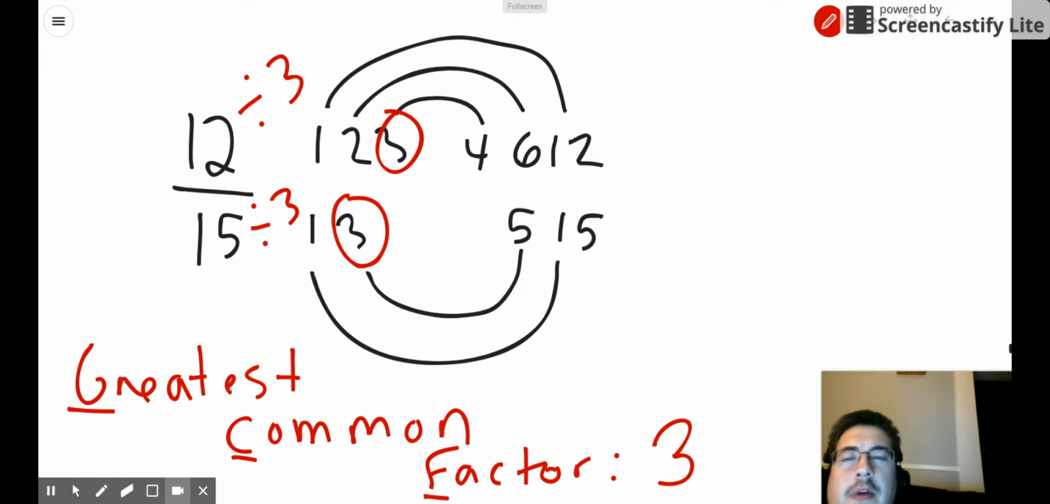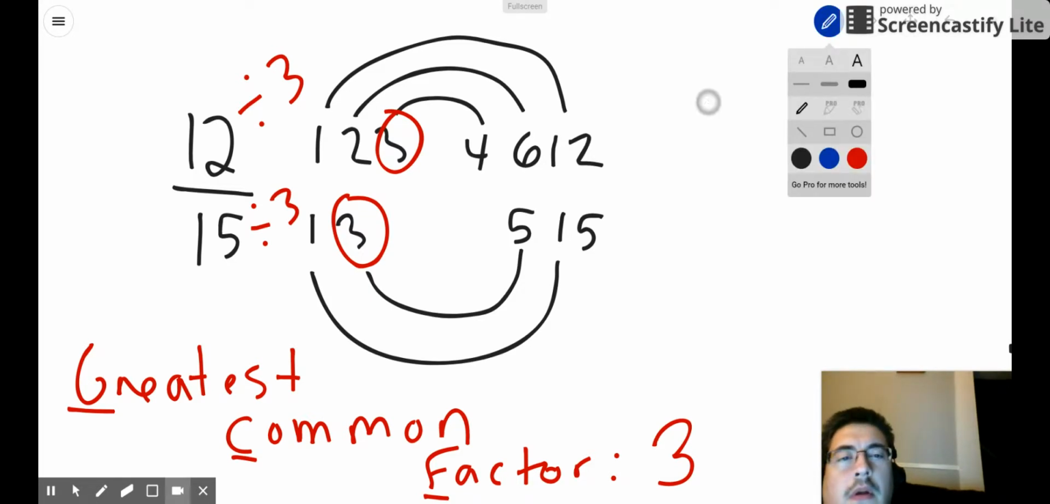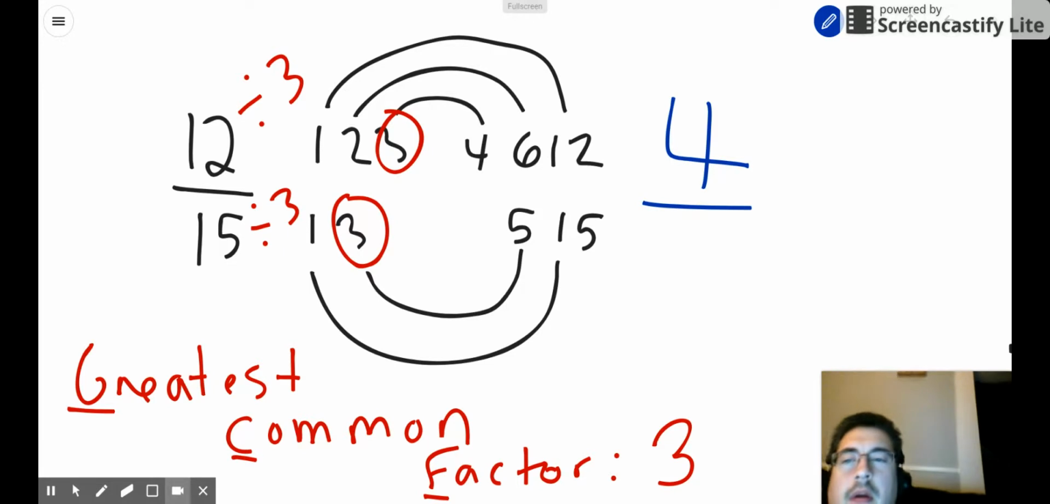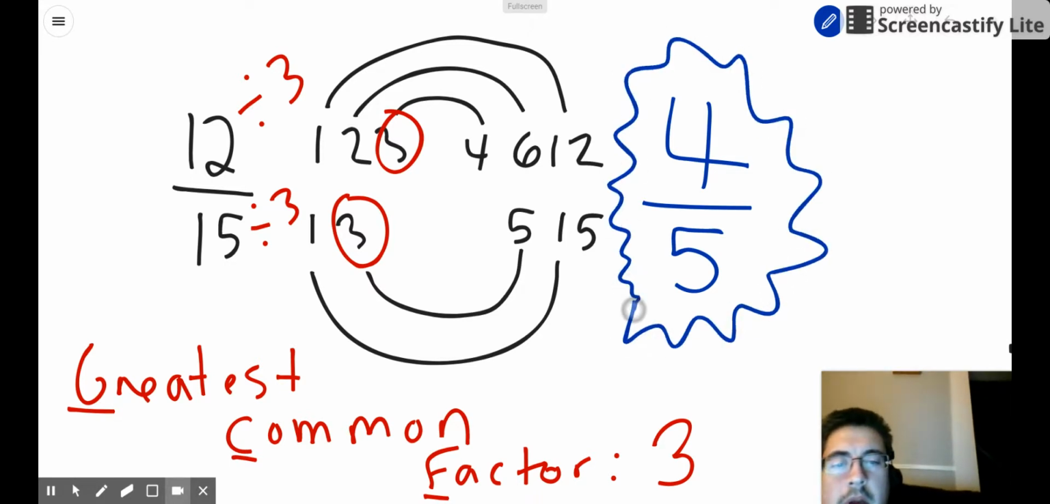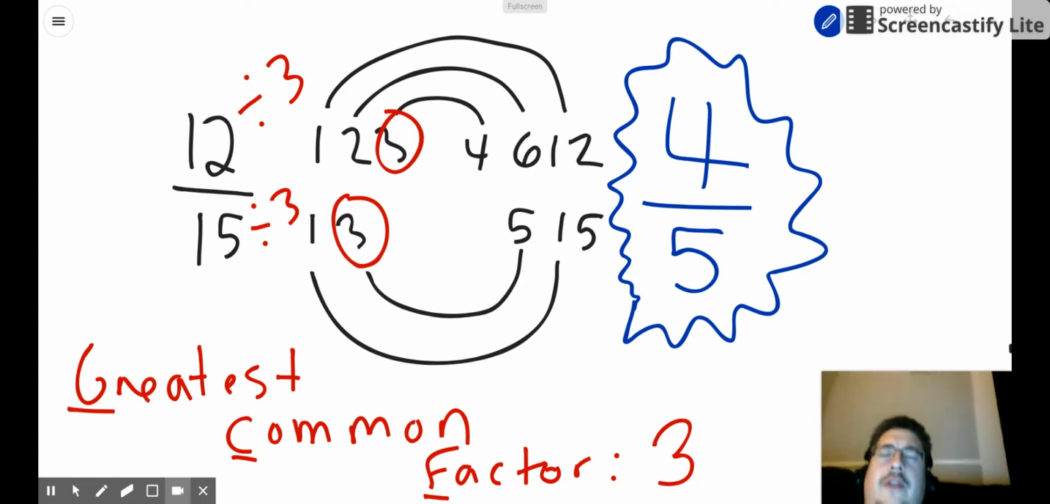And 12 divided by 3 gives us 4. And 15 divided by 3 gives us 5. And so 4/5 is the simplified form of 12/15. So if you see a problem that says write 12/15 in simplest form, 4/5 would be correct. If you see a problem that says simplify 12/15, 4/5 would be correct.